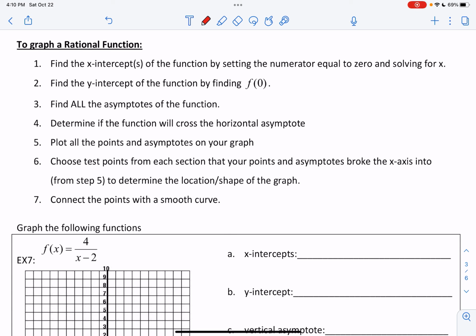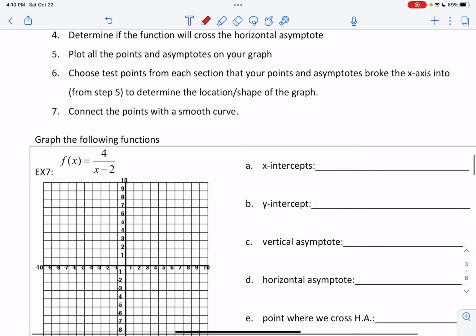If top is bigger, then you don't have a horizontal asymptote. If bottom is bigger, your horizontal asymptote is 0. And if your degrees are the same, then you're going to divide your leading coefficients to find out what your horizontal asymptote is. And then you are just going to sketch all of that out in your graph, and then connect the dots.